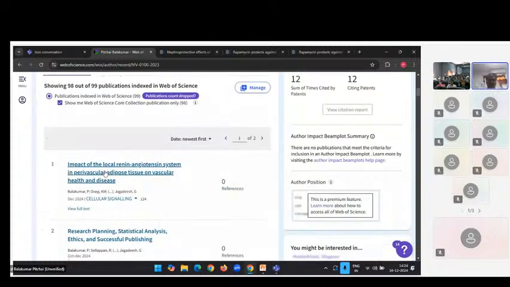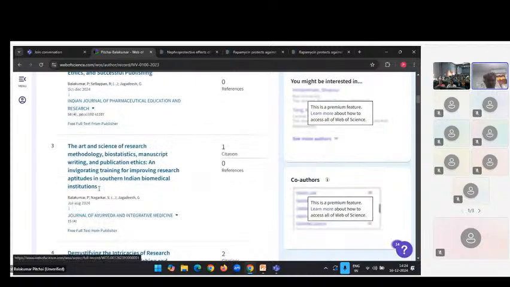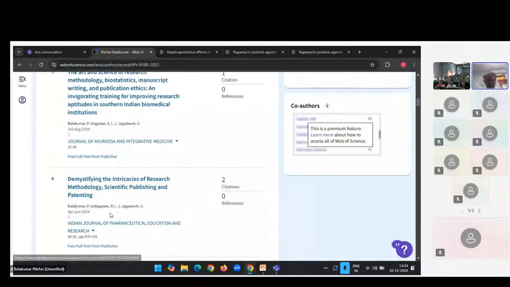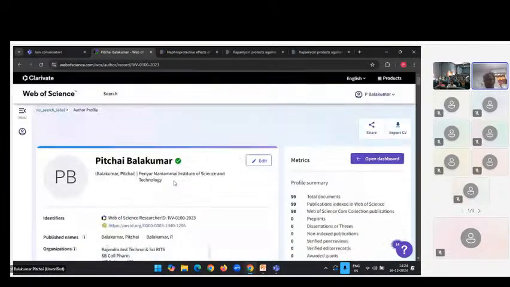These are: the impact of local renin-angiotensin system in perivascular adipose tissue on vascular health and disease, Balakumar P. Research planning, statistical analysis, ethics, Balakumar P. Demystifying, Balakumar P. So these are all the articles, yes. For a particular author, you can see these articles.